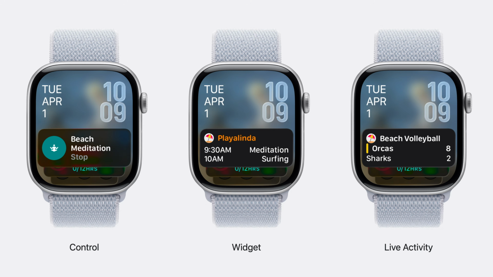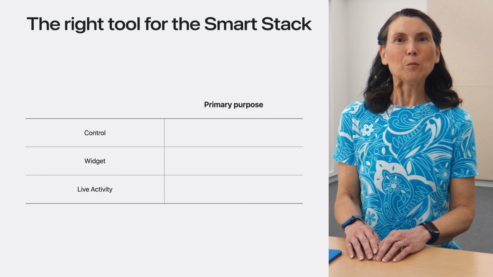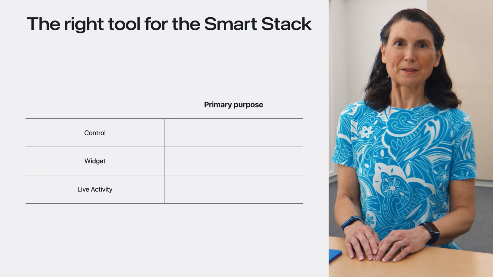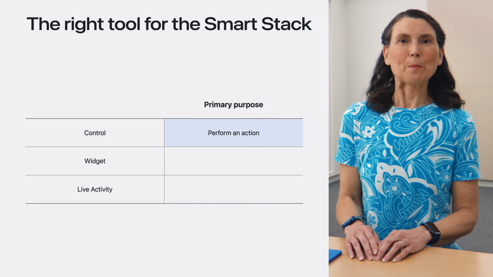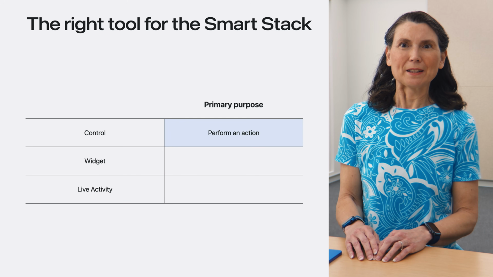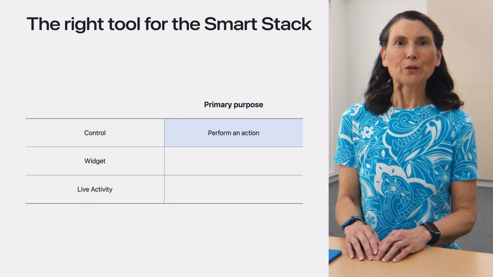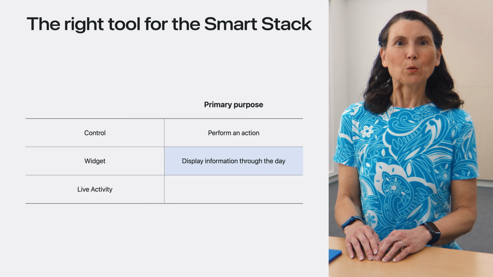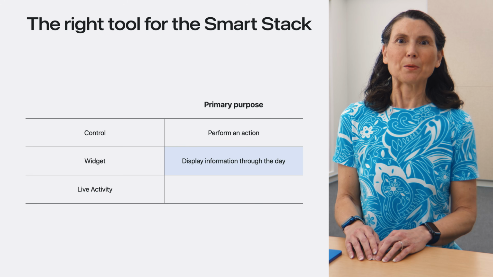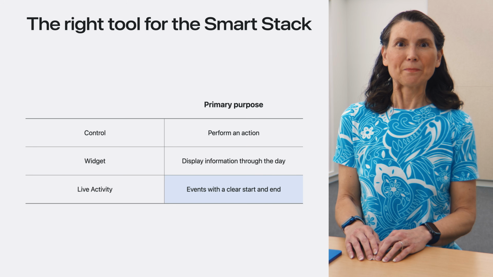With so many ways to show content in the Smart Stack, it can be hard to decide which one to choose. It's helpful to consider the primary purpose. Build a control when the primary purpose is to perform an action, like changing a setting in your app or turning on an internet-connected device. Build a widget to display information throughout the day, for example, to display weather information or upcoming events.